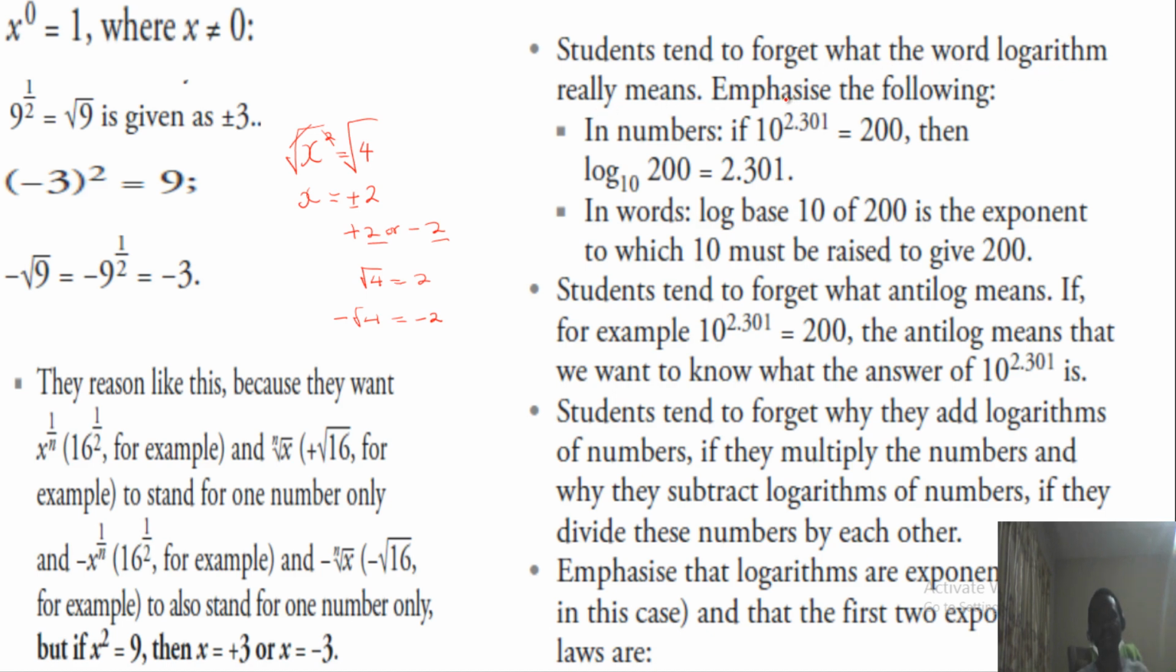Emphasize the following. In numbers, if 10 raised to power 2.301 is equal to 200, then log 200 to base 10 will give me this. You have to understand what we're talking about there. The log 200 to base 10 automatically is going to give me this.